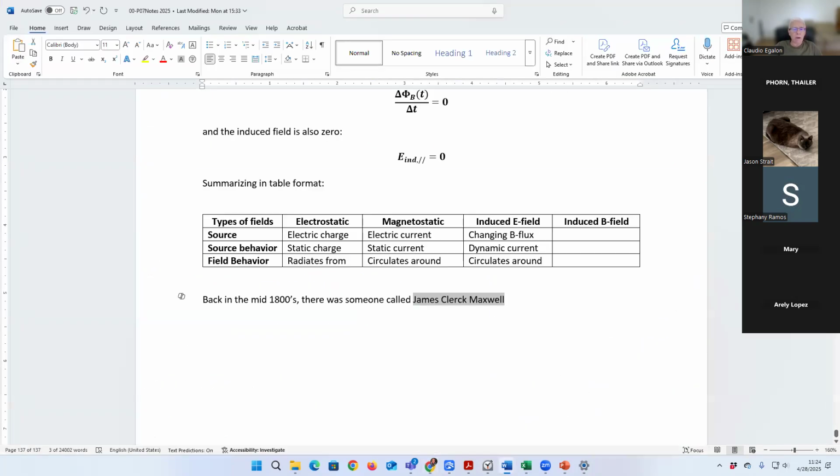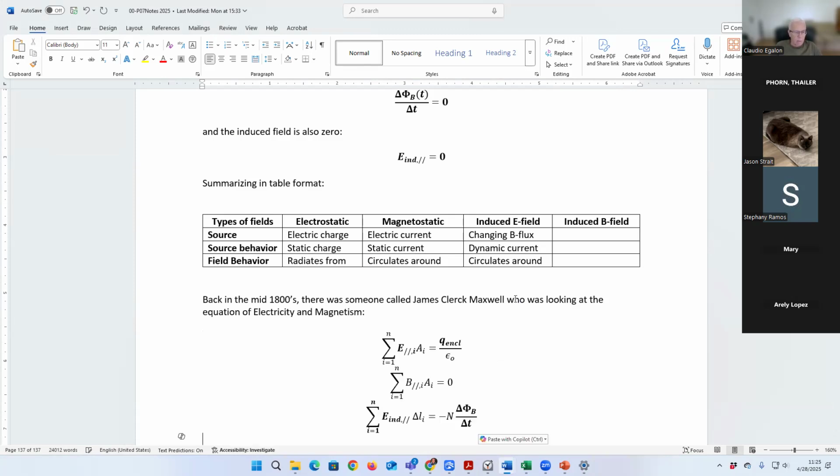He was looking at those same equations that I spelled out to you, okay? And he found that there might be something wrong with them. Let me write them here. The equations that we have so far are the following. Actually, not that something was wrong with them, okay? There's someone called James Clerk Maxwell who was looking at the equations of electricity and magnetism. And the equations at his time looked just like that.